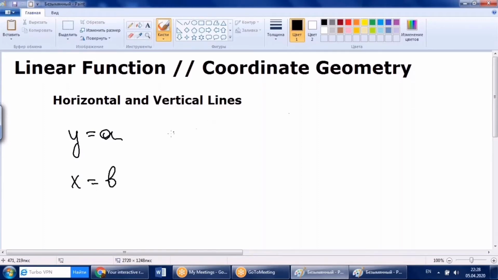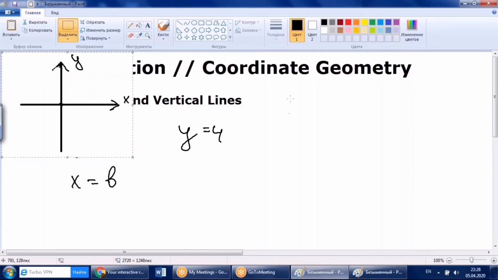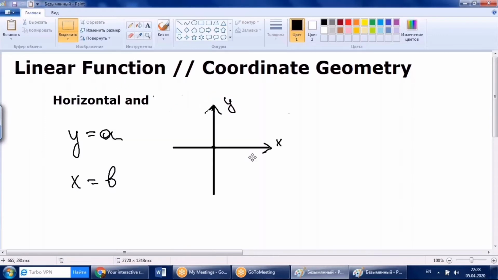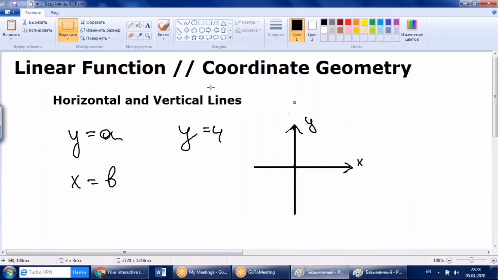For example, I want to draw the line y equals 4. First, I draw our axes, y-axis and x-axis. Then, I put the point 4 on the y-axis. For example, it is here. Now, I provide the line which is parallel to the x-axis. So, I draw the line y equals 4.